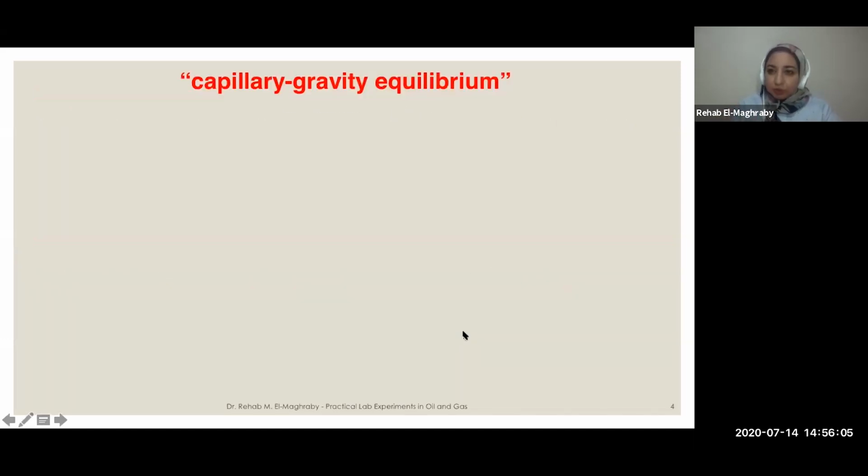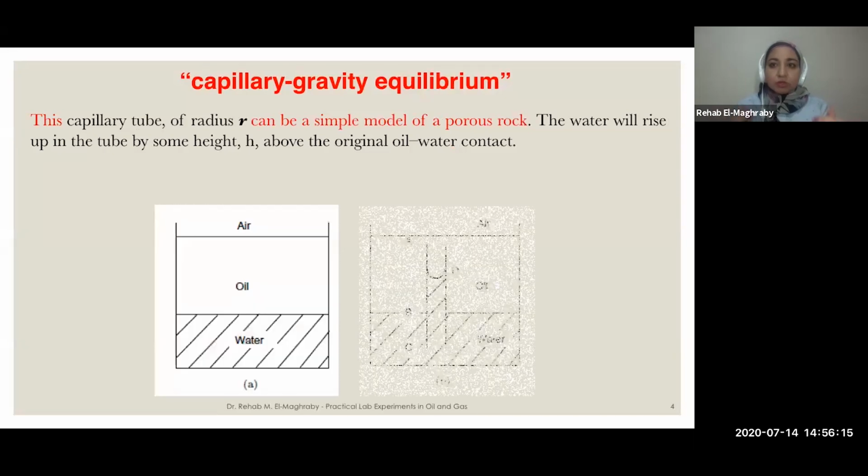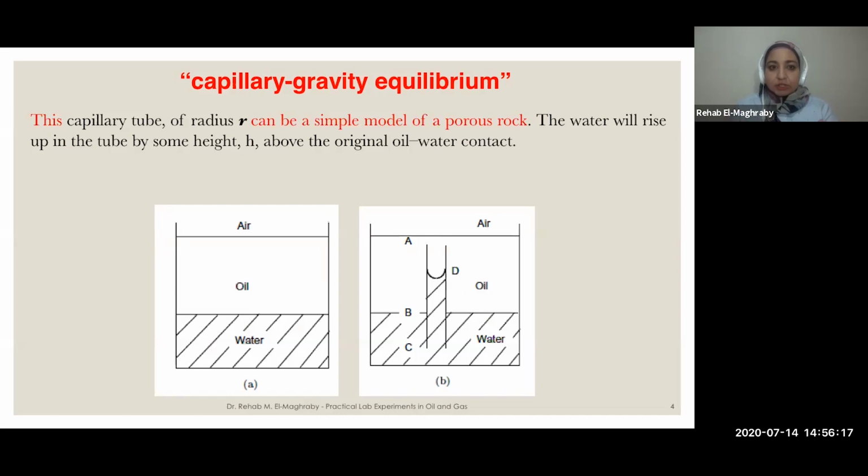Let's start from the very beginning. If you have a beaker containing water, and on top of this water there is oil, because of the difference in density you will find the oil floating on top of the water, and there is a nice line separating the oil and water contact. If you place a capillary tube in this water, the water starts to rise in this capillary tube. It will not rise forever. It will stop at a certain height.